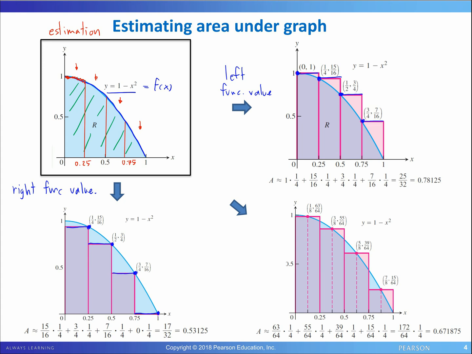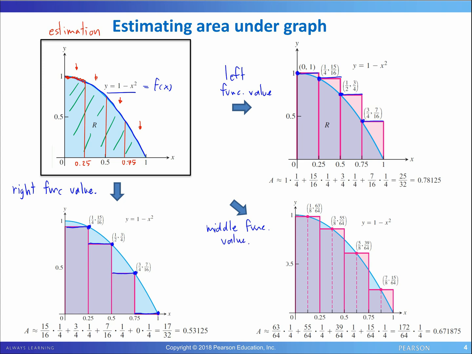Well, to think about it, if the left value is an option and the right value is also an option, it means that the middle value has to be an option too. And that's what we have down here on the right. So this one is going to be the middle function value as the height of the rectangles.